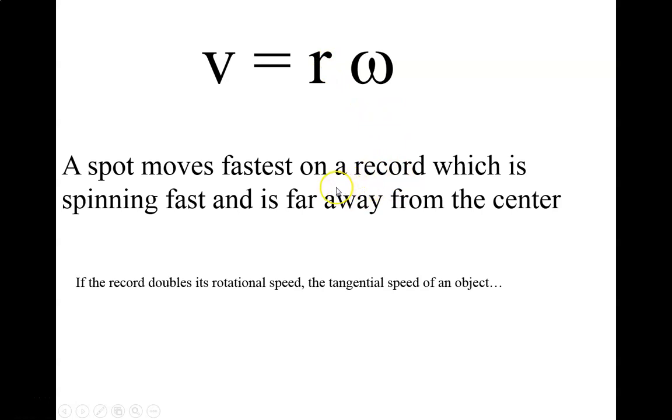Now if we were to double the rotational speed of the object, how would the tangential speed of an object on that record compare? If we double the rotational speed of a record, how does the tangential speed of a ladybug on that record compare? Well, if I double this rotational speed, I'm going to double the tangential speed.